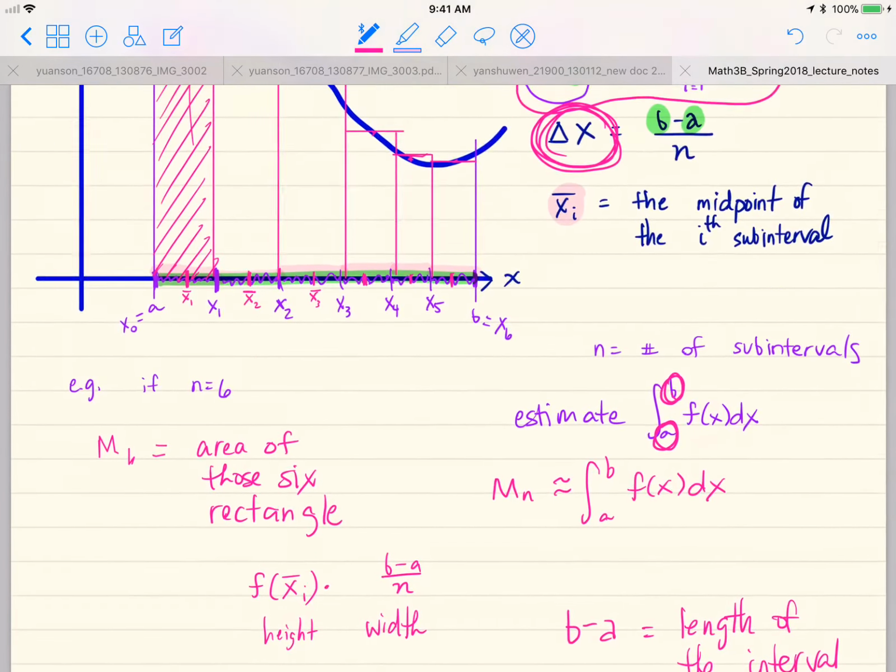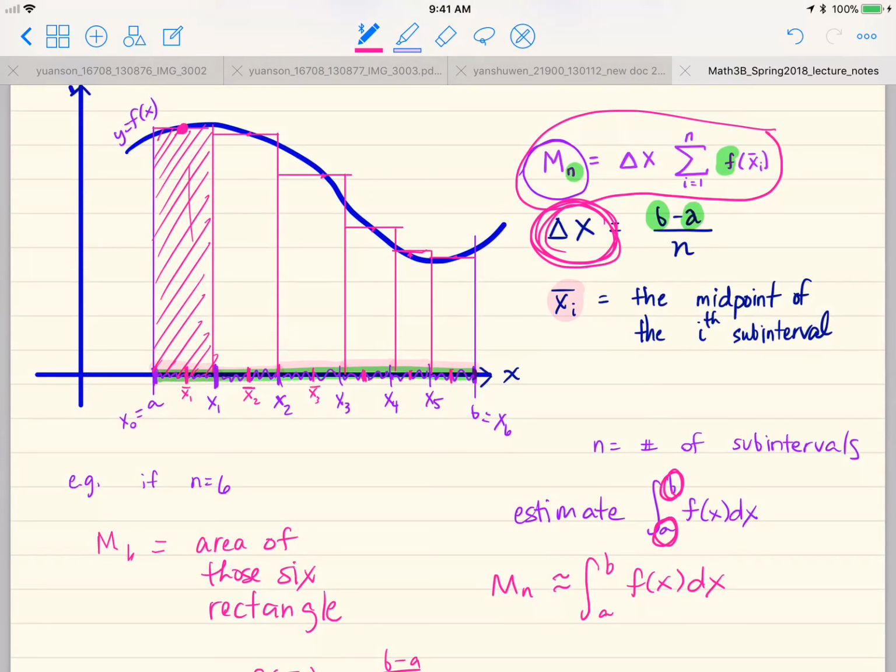So essentially, what is it saying? Add up the area of these rectangles. How do you figure out the area of each rectangle? The height comes from the value of the function at the midpoint of the interval, and the width is going to be uniform, right? It's just the width of the entire interval from a to b divided by the number of rectangles.